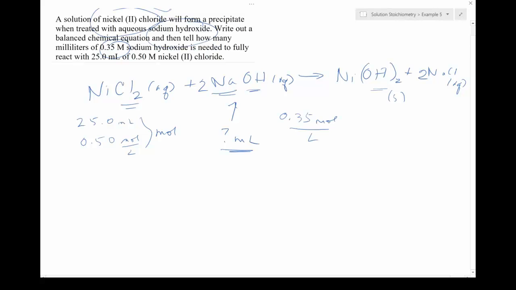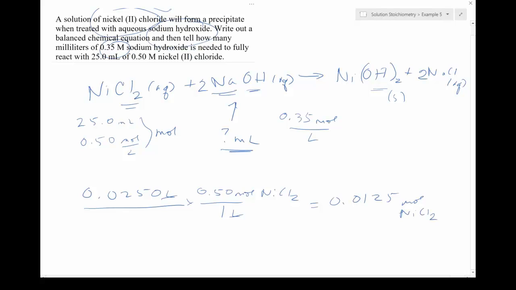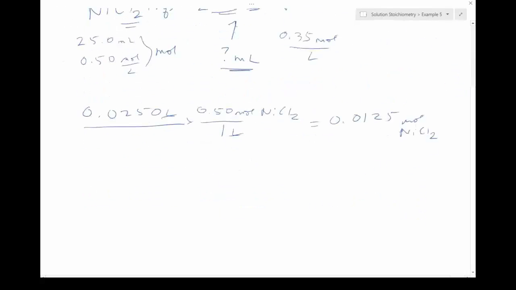So to solve the problem, we need to again convert milliliters of nickel(II) chloride into liters, and we're going to be multiplying that by 0.5 moles of nickel(II) chloride per liter, and the liters cancel, and this should work out to be 0.0125 moles of nickel(II) chloride. That's how much nickel(II) chloride I have on hand. Okay.